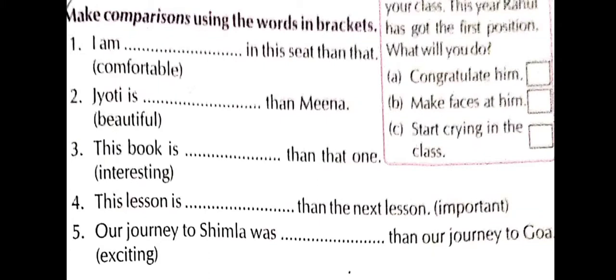Now let's look at your exercise once again from your textbook. Make comparisons using the words in brackets. So I'm going to read out the sentences for you. I am dash in this seat than that. Jyoti is dash than Meena. This book is dash than that one. This lesson is dash than the next lesson. Our journey to Shimla was dash than our journey to Goa.